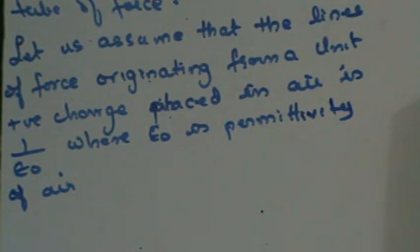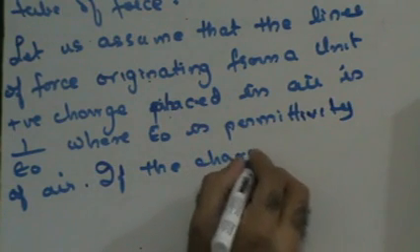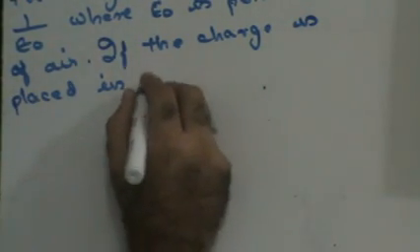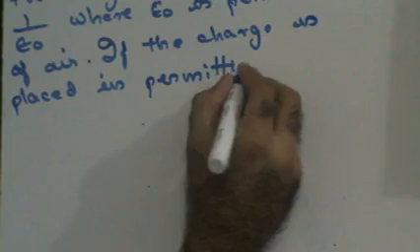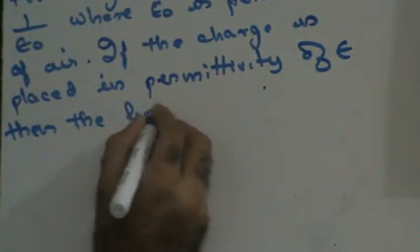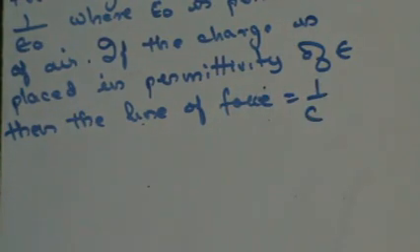Now, if the unit charge is placed in a medium of permittivity epsilon, then the lines of force obviously would be 1 upon epsilon. Right. Every medium could allow certain number of lines of force. How many lines of force would be allowed through a medium is called as the permittivity of medium. Fine, do we get this thing here?